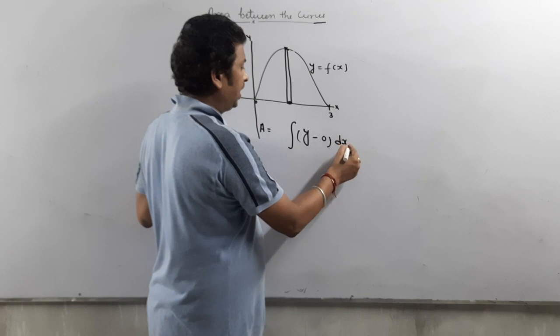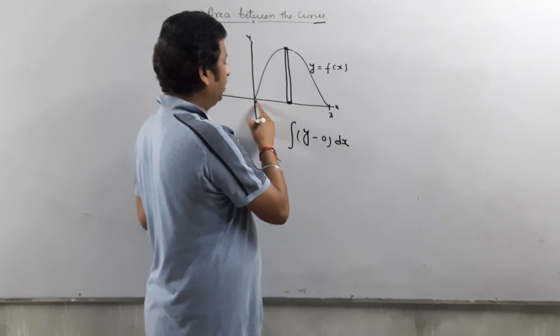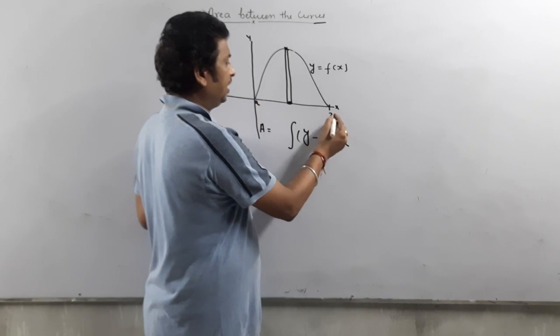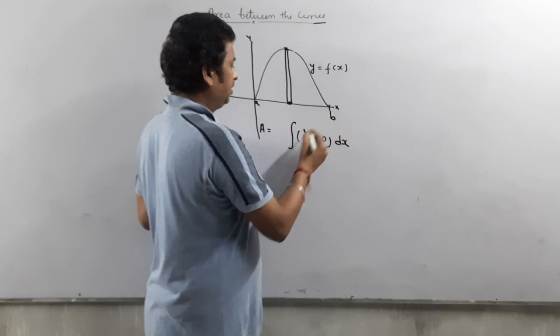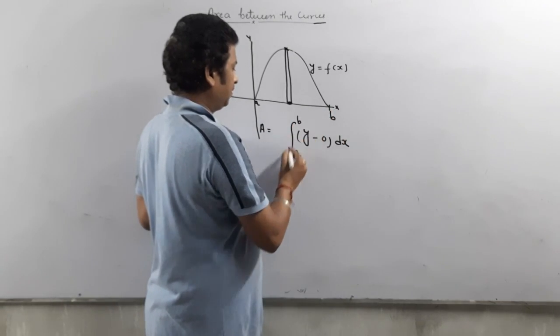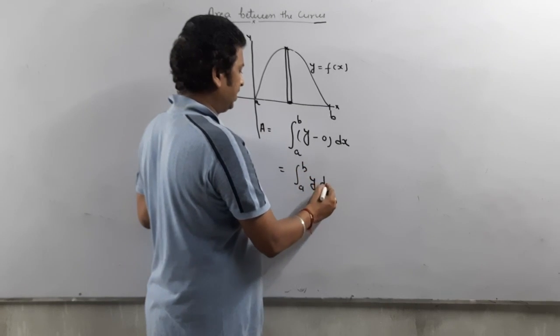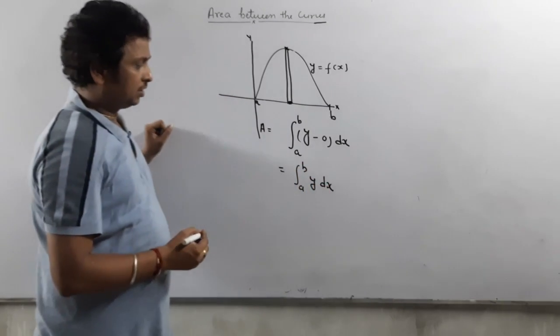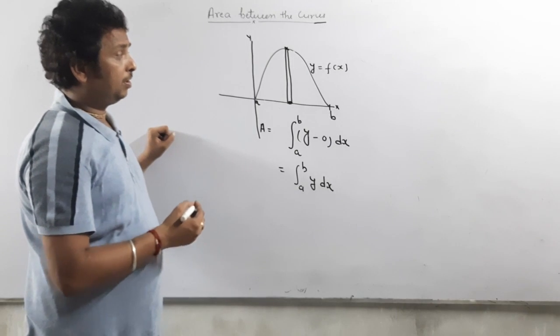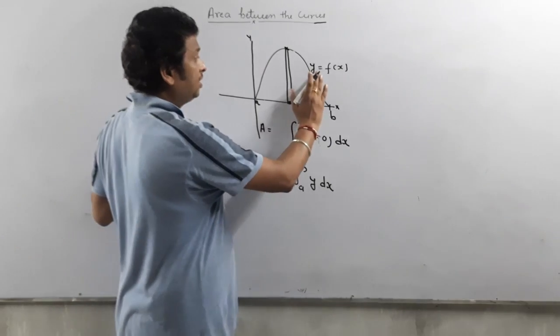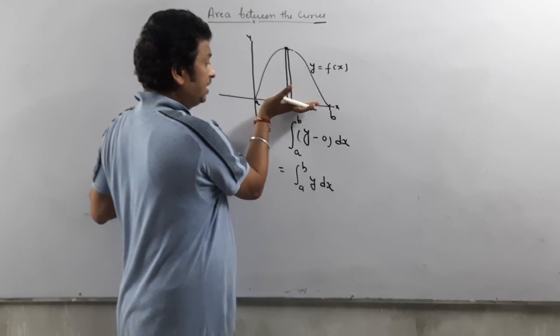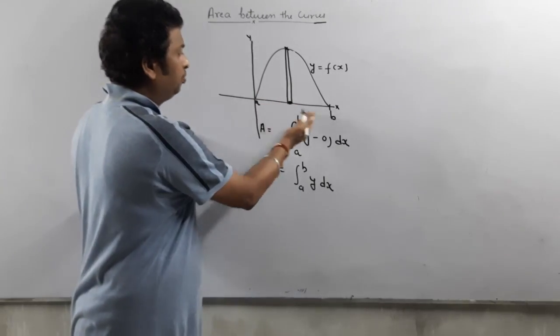Integrate with respect to x from the limit. Suppose this is a and suppose in general this is b, a to b. So integral from a to b of y dx. Correct? This is the area between this curve and the x-axis from a to b.